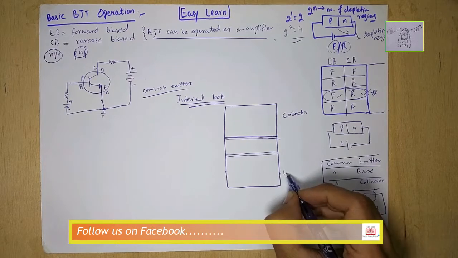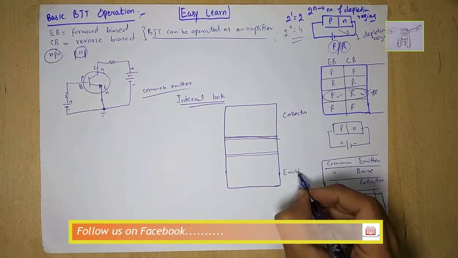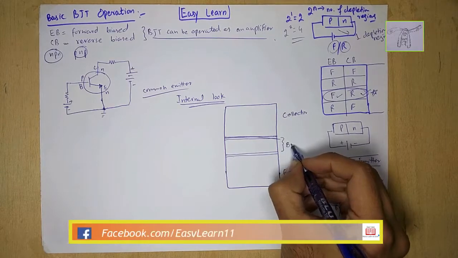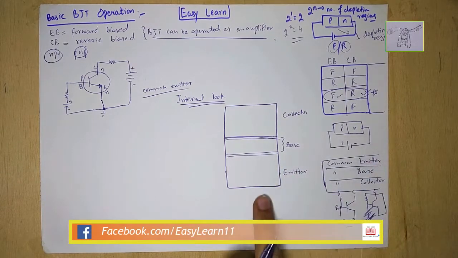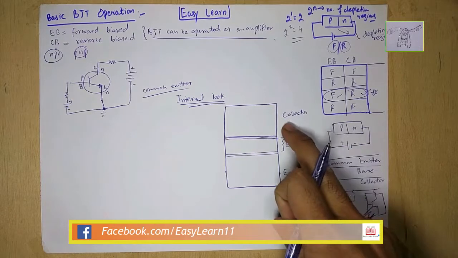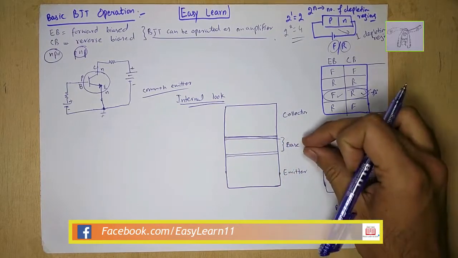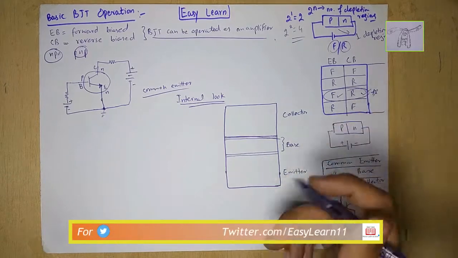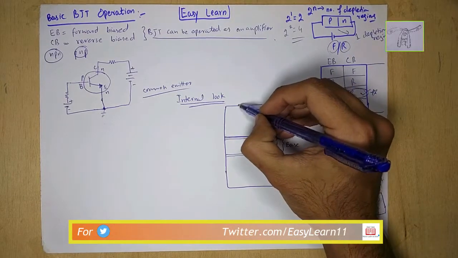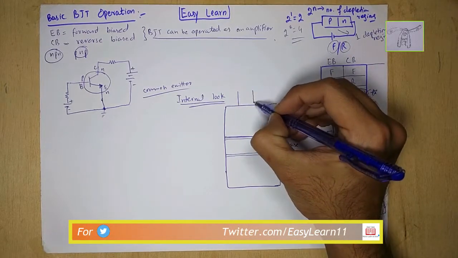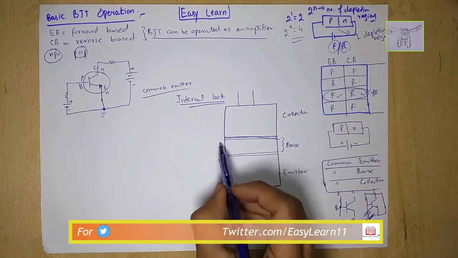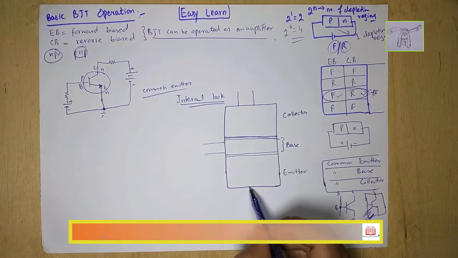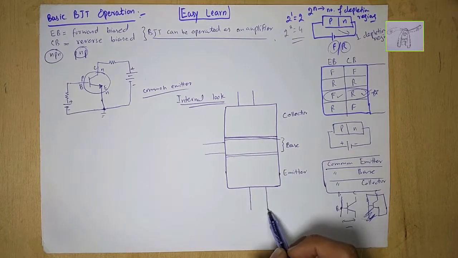This is the emitter, and this is the narrow base region. Heavily doped emitter, moderately doped collector, and narrow base region. This is the metallic lead. Okay, these are the metallic leads. This is the metallic lead over here, and these are the metallic connections from here.